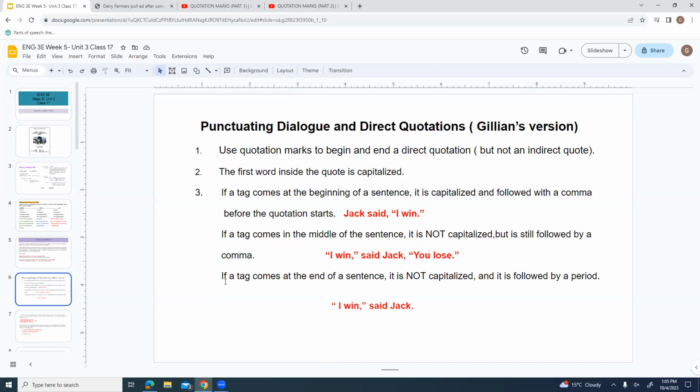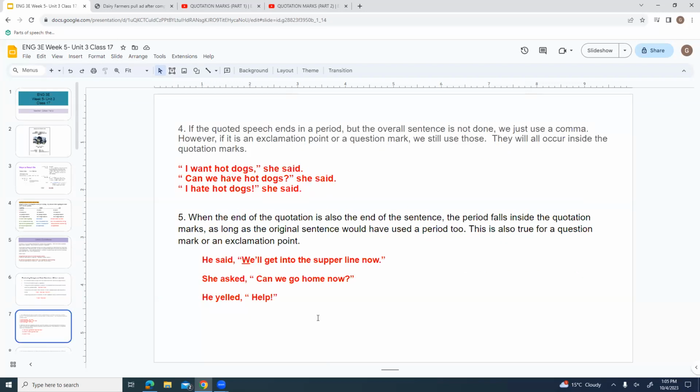If a tag comes at the end of the sentence, it is not capitalized and it is followed by a period, generally when you're using a period. If the quoted speech ends in a period, but the overall sentence is not done yet, we just use a comma. However, if it's an exclamation point or a question mark that the person's using as they're talking, we will still put those in, okay? They will all occur inside the quotation marks. You can see here, "I want hot dogs," she said. "Can we have hot dogs?" she said. "I hate hot dogs!"